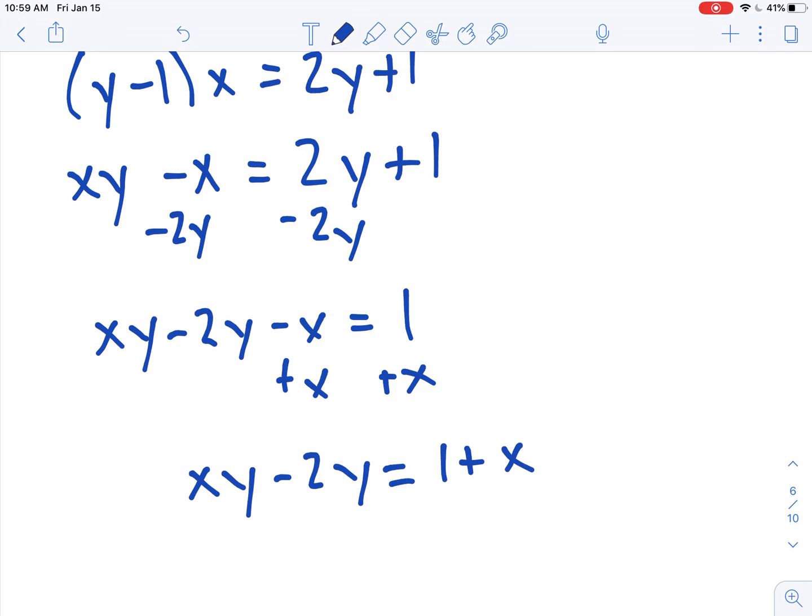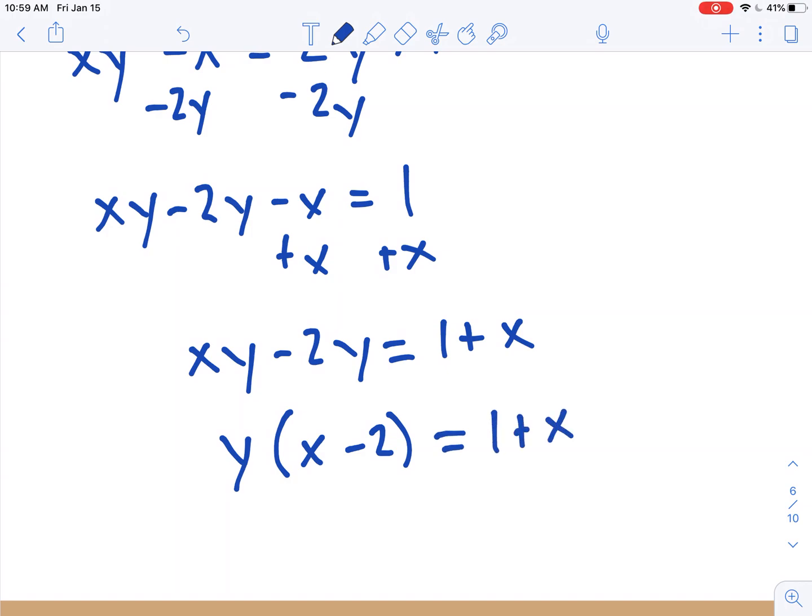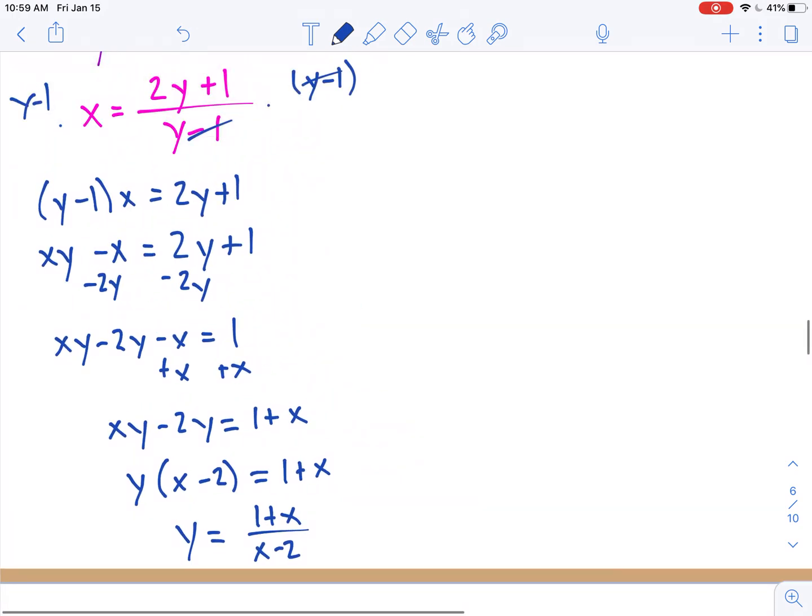I've got a greatest common factor on one side of my equation. And since I have a greatest common factor on one side of my equation, I can take this out and say that this is the same thing as y times x minus 2. Both of those were being multiplied by y, and I'm just taking it out. And now I can say that y is equal to 1 plus x over x minus 2 when I divide both sides by x minus 2.